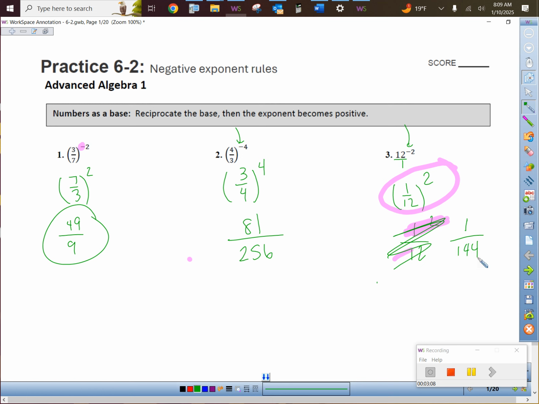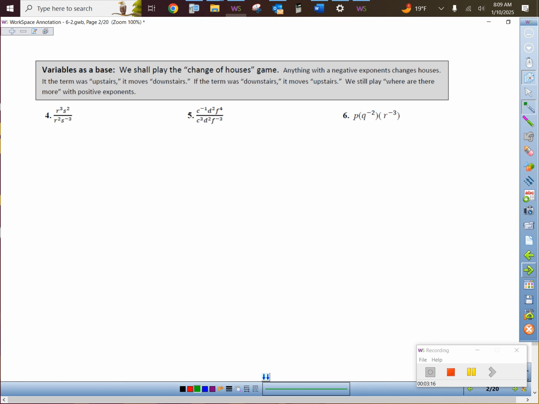Cool. That gets the concept of negative exponents, but boy, does it turn into a mess when we start doing the things with the letters. So I created another game, the where are there more game. Did you find that pretty easy to deal with? Here's what negative exponents do. Yes, they reciprocate the base, but when you've got some r's upstairs and some r's downstairs, or some s's upstairs and some s's downstairs, it makes life messy. So here's what we do. Negative exponents change houses.